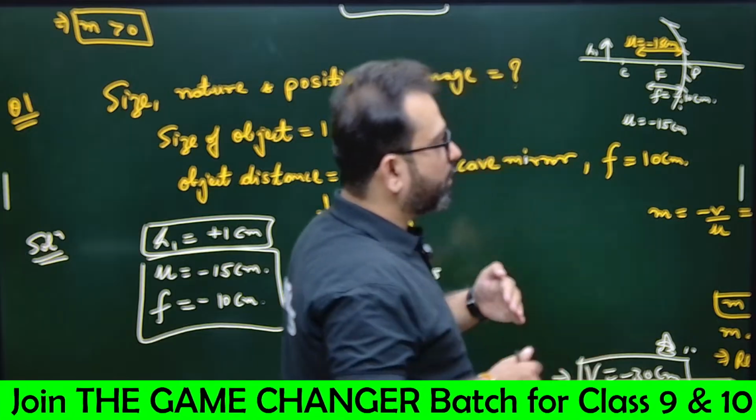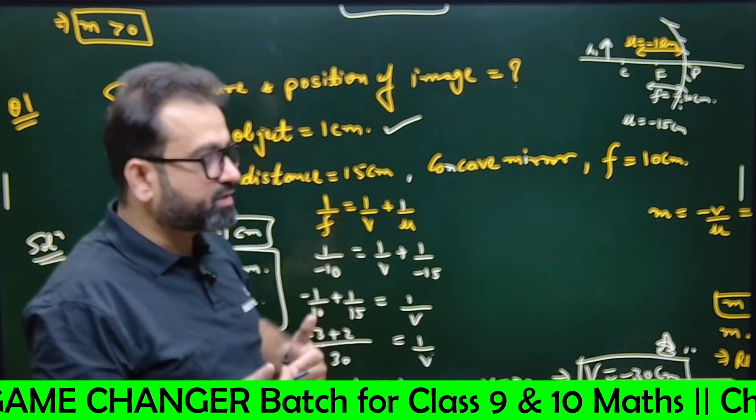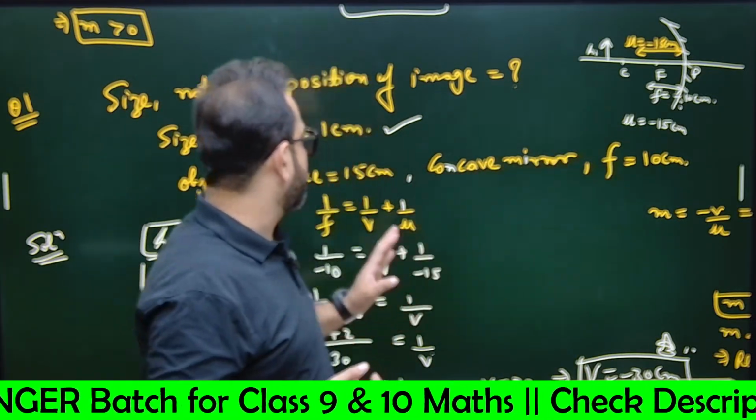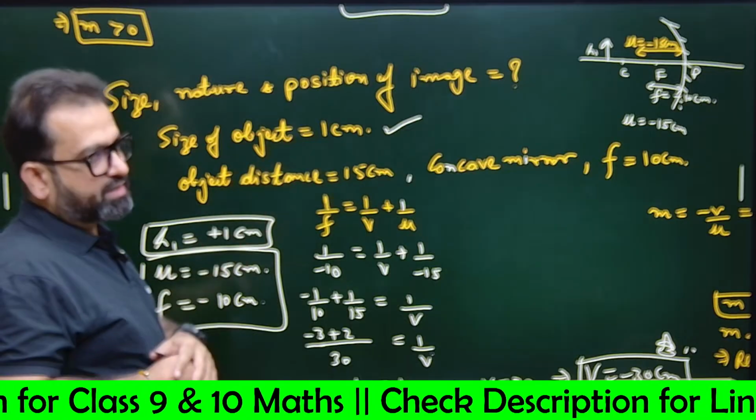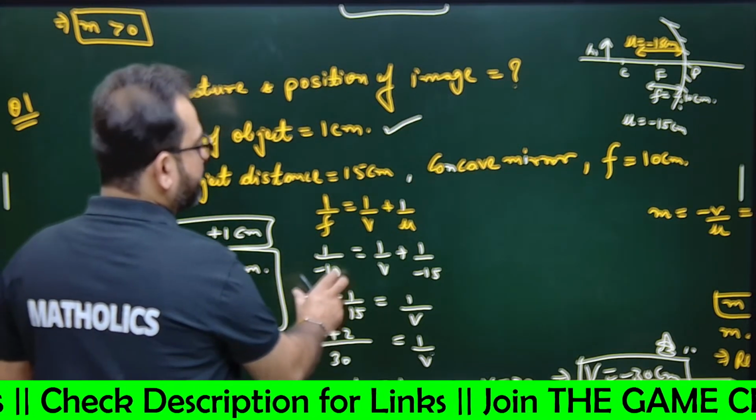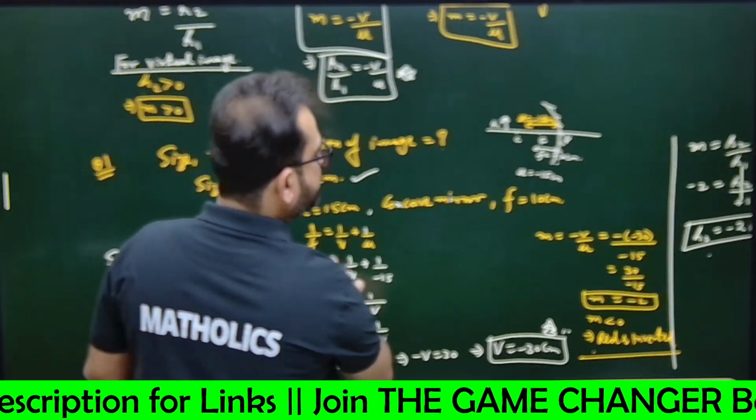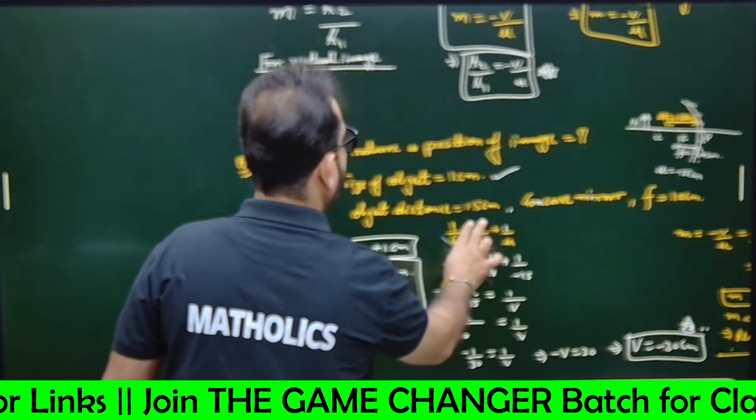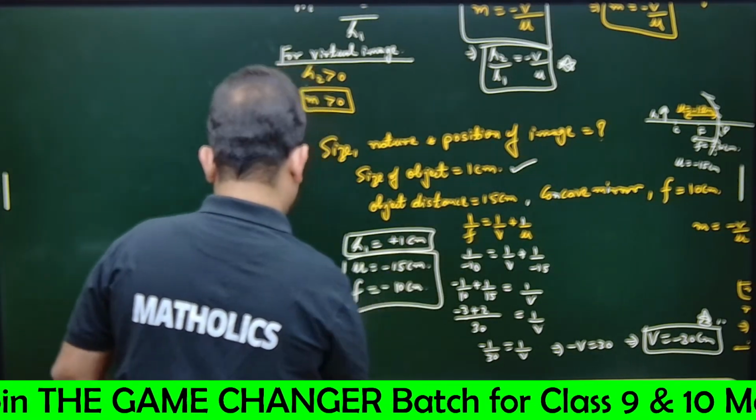We just predict what the case it could be. What case it could be, right? Focal length is 10 centimeter. Object distance is 15 centimeter. Means if focal length is 10 centimeter, we'll solve this question again here.